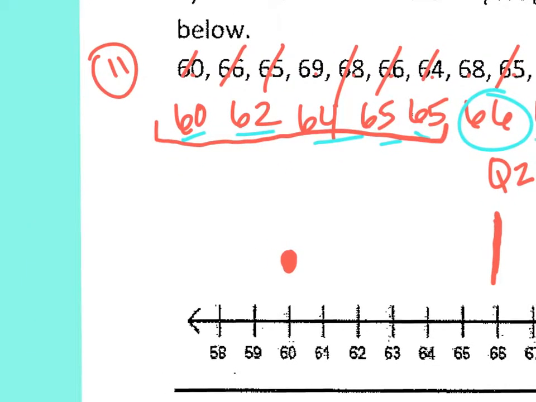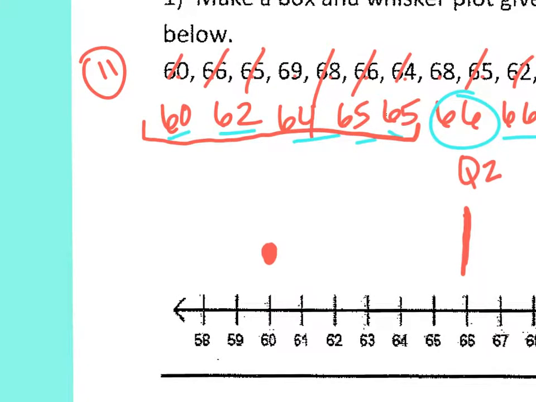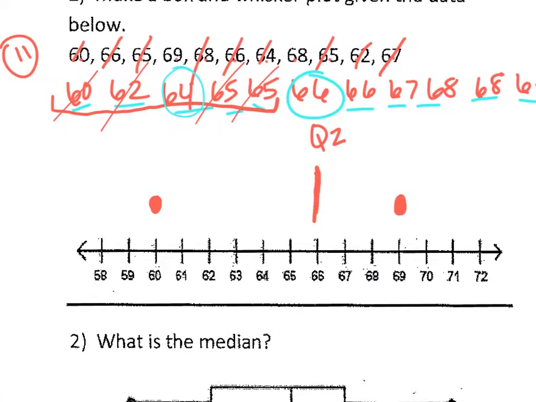Okay, just looking at the lower half, the first half, what's going to be your median of that chunk? 64. Okay, 64 is right in the middle. Because you've got 60, 65, 62, 65. Okay, so 64 is going to be, I'm going to put a line at 64. Okay, that's my quartile 1, the median of my lower half.